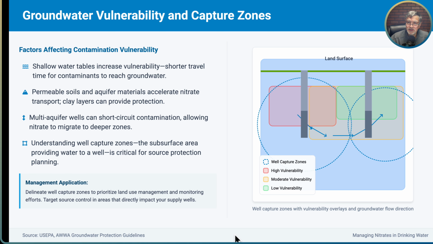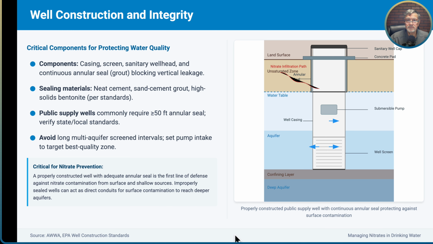Now, obviously, nitrates can migrate in through the plume transport, but if you have feedlots, if you have any of those point sources nearby in your wells, you need to understand where your capture zone is in your well and how you might be impacted from that.